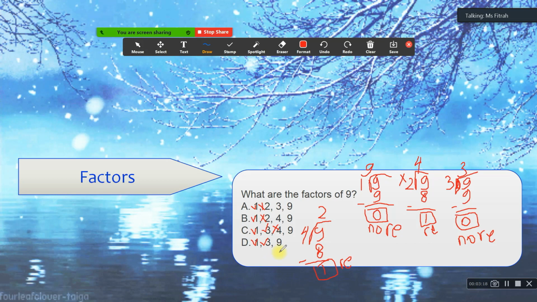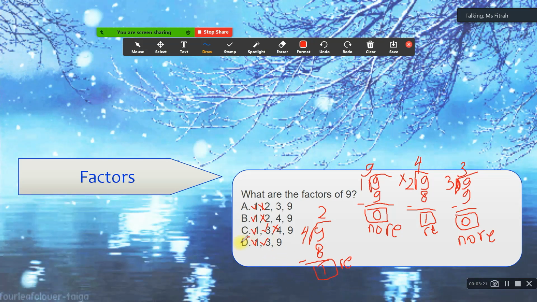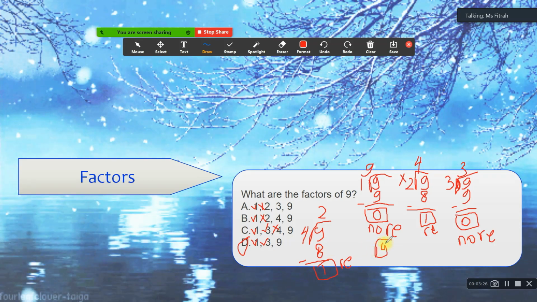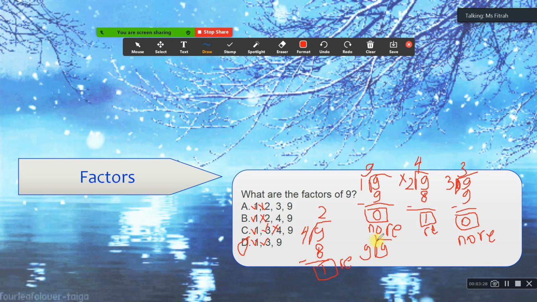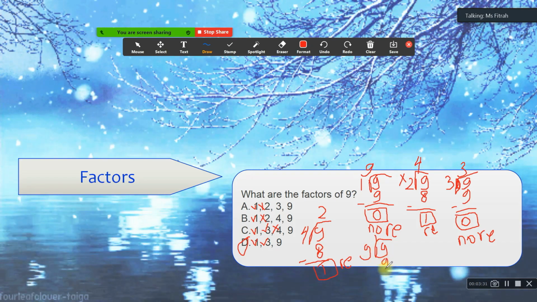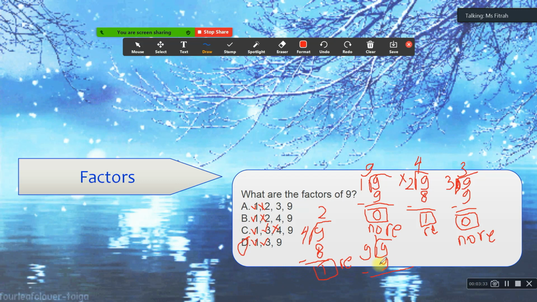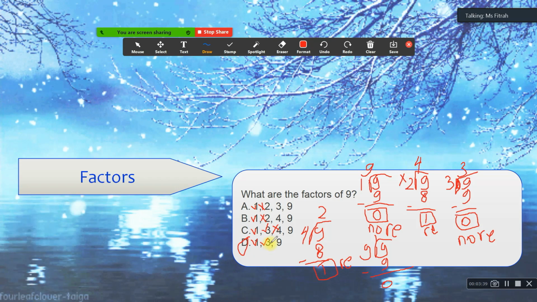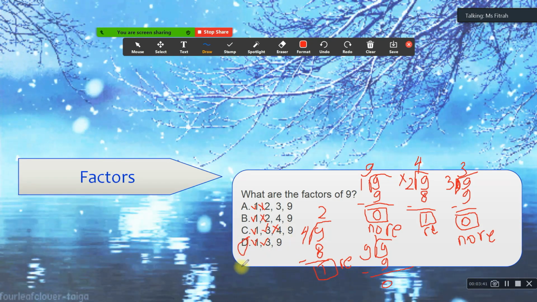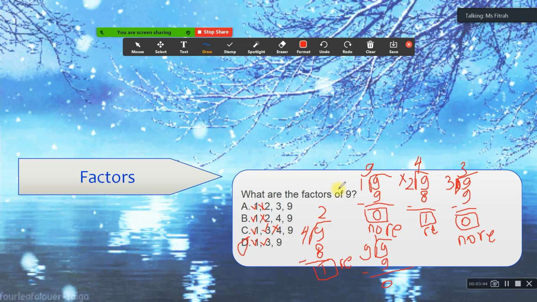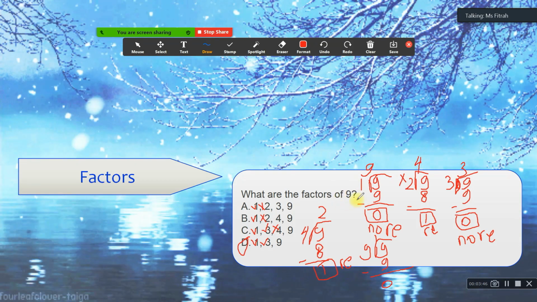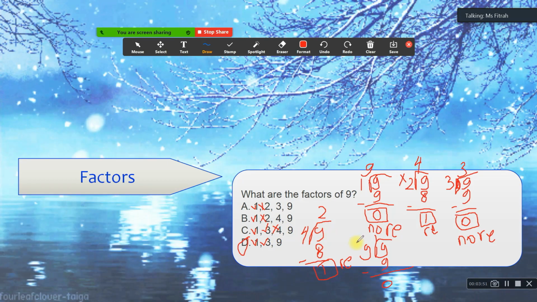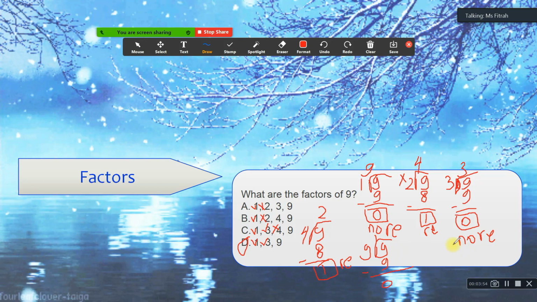So where is the answer? Here, D. Yep. Because 9 divided by 9 becomes 1. 1 times 9 becomes 9. We can subtract. 9 minus 9 becomes 0. There is no remainder. So the answer is D. So to find the factors, you must divide the number by another number, and it must have no remainder.